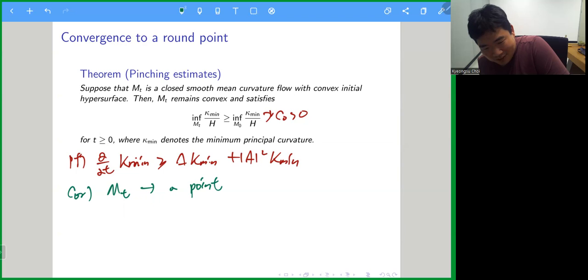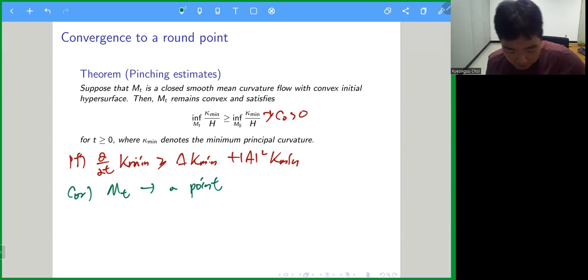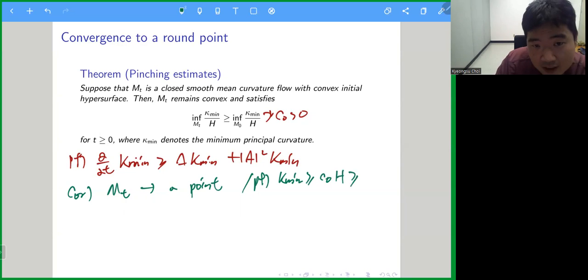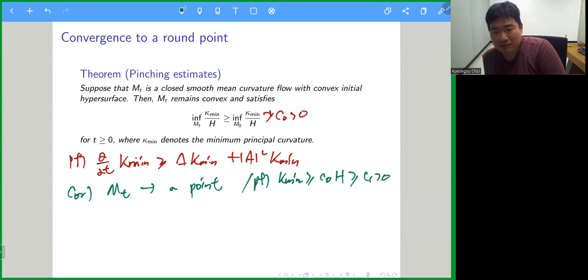But you can imagine that if the limit is not a point, then it converges to, say, some line segment or part of a plane. So somewhere the curvature should degenerate to 0. However, the pinching estimate above says that kappa mean is bounded by some constant times H, but we already checked that H has a uniform lower bound. So yeah, kappa mean has a uniform lower bound too. So it is impossible to get some 0 principal curvature in the limit. So the limit must be a point.